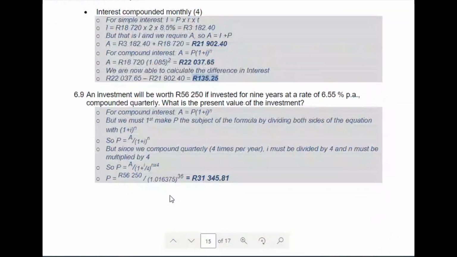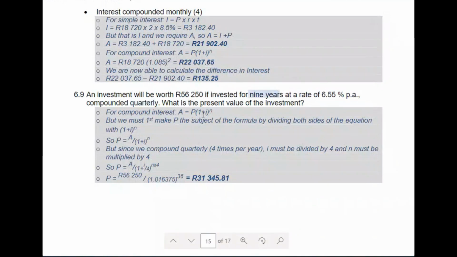Okay. And then the last one that we get is the compound one, where there is more than one compounding period in the year. And it says an investment will be worth this amount if invested for 9 years at this rate, compounded quarterly. Now there are 4 quarters in a year. So you already now know that you are going to divide the interest of 6.55 by 4. You can do it, some of you on the side already. And you are going to multiply the 9 years with 4.